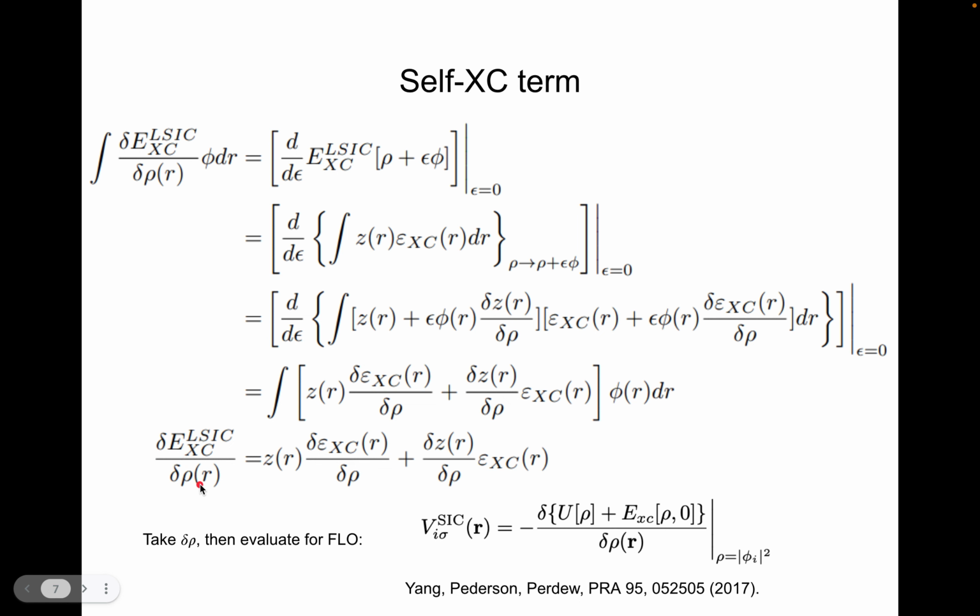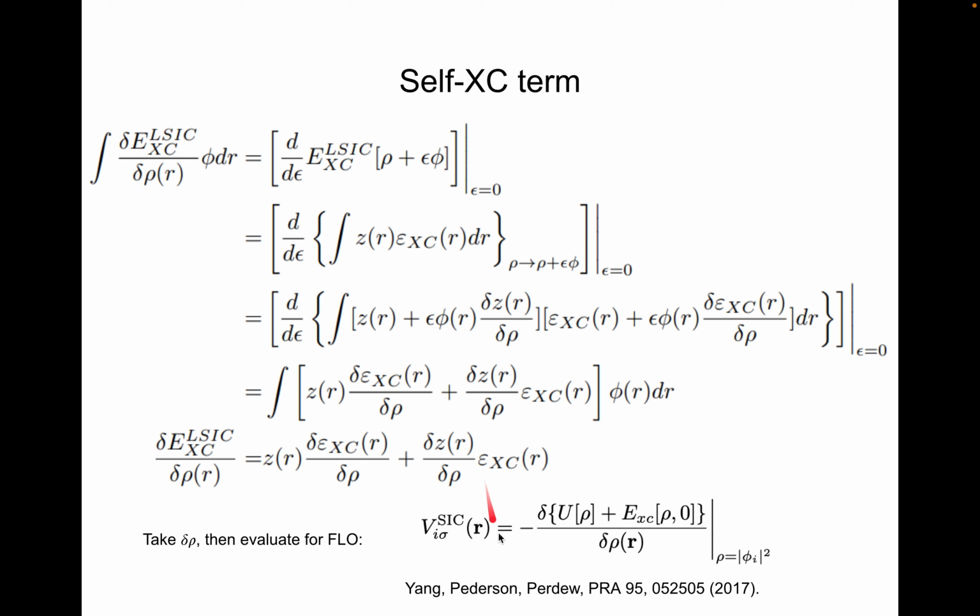And in the case of the self-exchange correlation term, you have two terms. The first term is the scaling factor times the exchange correlation potential. And the second term is the variation of the scaling factor times the exchange correlation energy density.